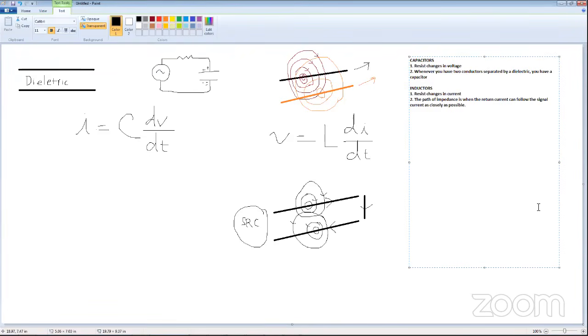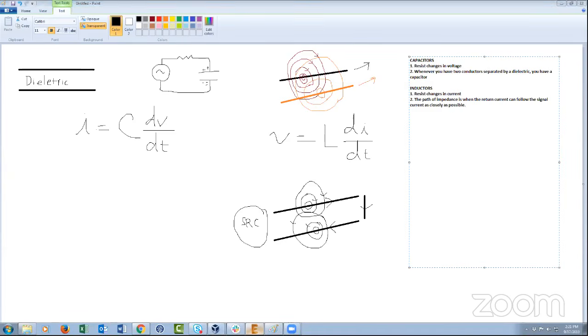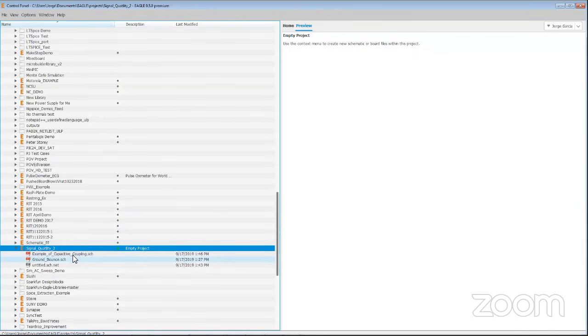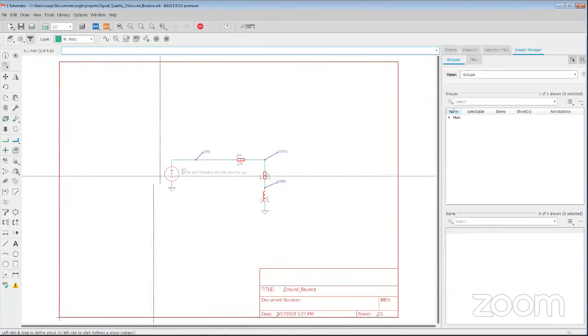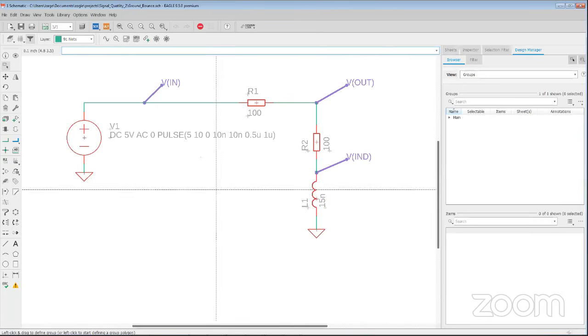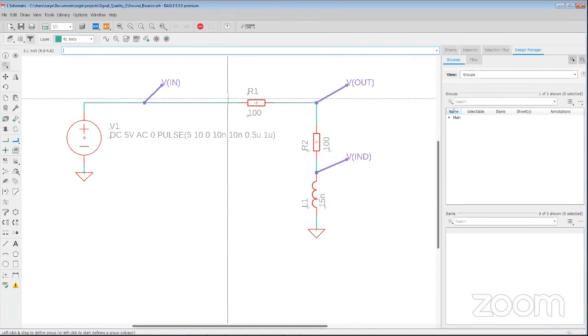So let's go ahead and go to Eagle now. And we're going to start with the inductive example. Here we have a really simple circuit. It's just a voltage divider.